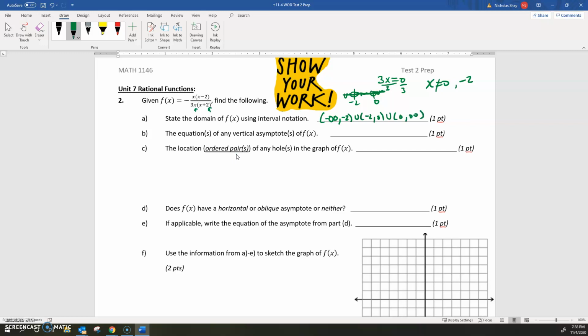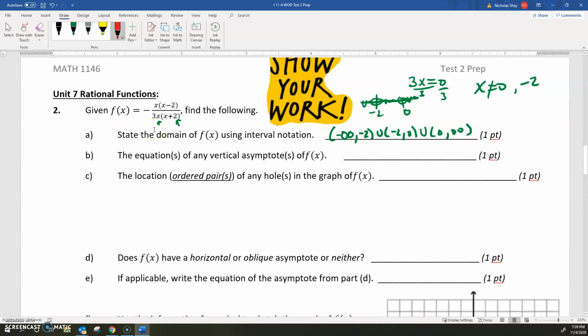All right, equations of vertical asymptotes. Before I take a look at the vertical asymptotes, I'm actually going to look for holes first. So we're going to take care of step C, and then come back to B. We haven't really seen anything like this one before, but we do know x is a factor. So there is a common factor of x in the numerator and the denominator, which tells us that this rational function has a hole at x equals 0.